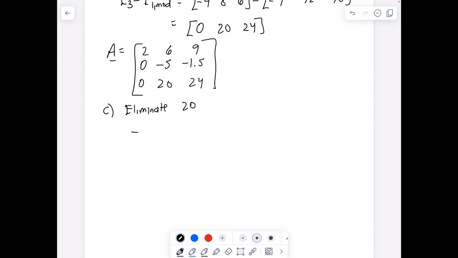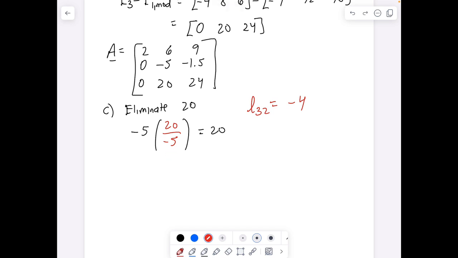So I want to multiply -5 by something. So we'll take 20 over -5. Yeah, because the -5's cancel. That will give us 20. That means that our multiplier L32, row 3, column 2, will be -4, which you can figure out without doing this whole fraction thing, but sometimes the numbers aren't pretty.